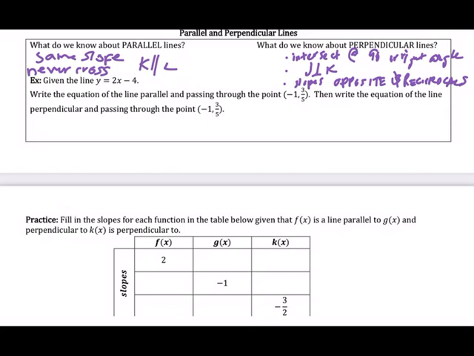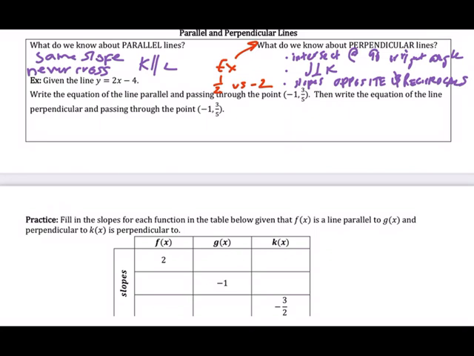So, for example, for perpendicular, 1/2 versus -2. Those are opposite in sign and they are reciprocals of each other, which also means, as we talk about in Algebra 1, that their slopes multiply, or the product of their slopes is -1. So let's look at this example here.